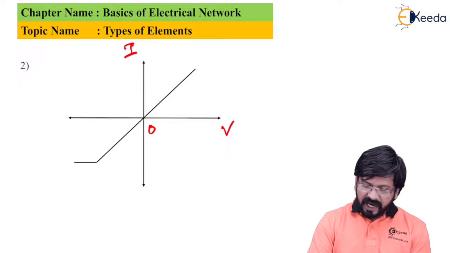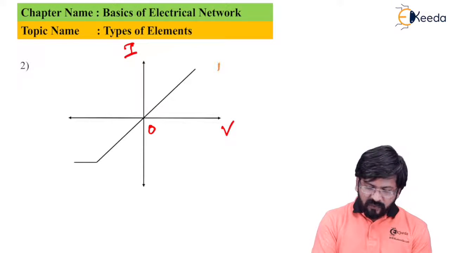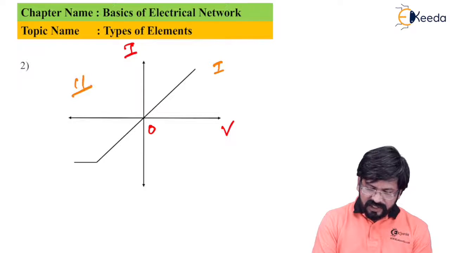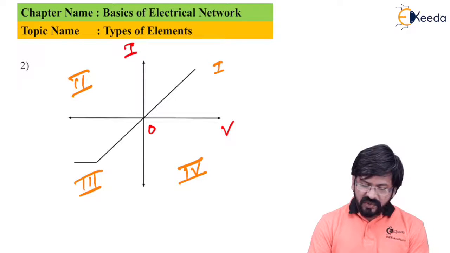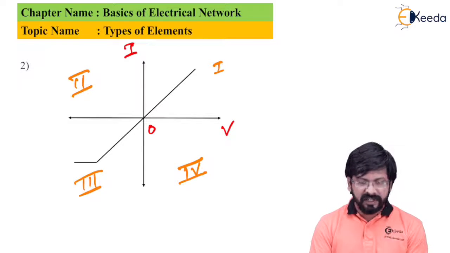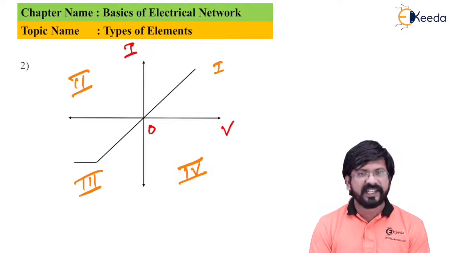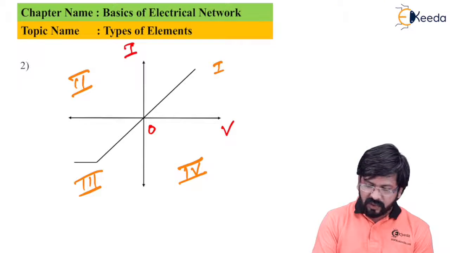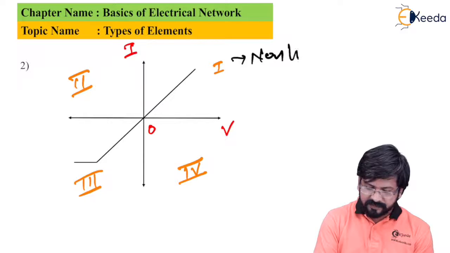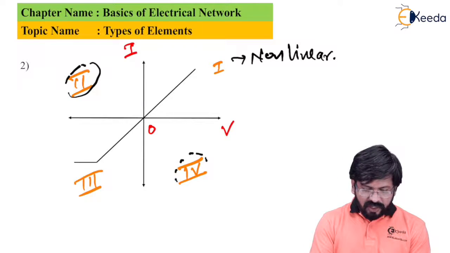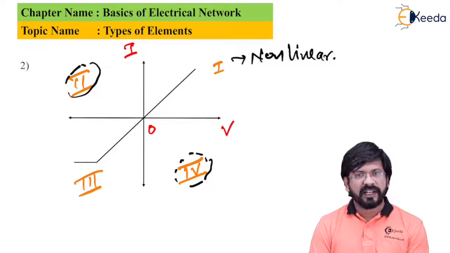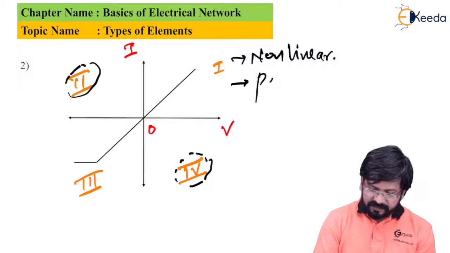As I said, before identifying the type of the element, you first of all mark the quadrants as first quadrant, second quadrant, third quadrant, and fourth quadrant. Now if you see, it is not a straight line passing through the origin throughout, because in the third quadrant it is getting saturated, meaning that it is not exactly a straight line, and that is the reason why I can conclude that it is a non-linear element. Now, is there any characteristic lying in the second quadrant or fourth quadrant? The answer is no, and that is an indication that it is a passive element.